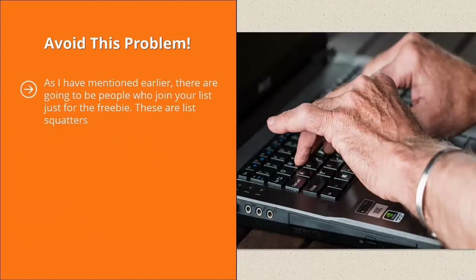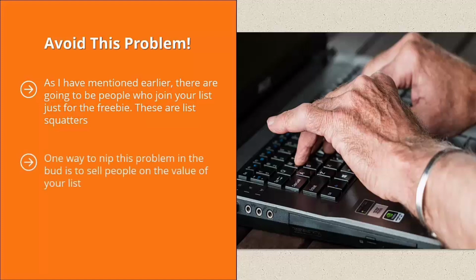Avoid this problem. As I have mentioned earlier, there are going to be people who join your list just for the freebie. These are list squatters. To some extent, you really can't avoid these people. You basically have to accept the fact that a certain percentage of your list will be squatters. Your job is to get that percentage as close to zero as possible.